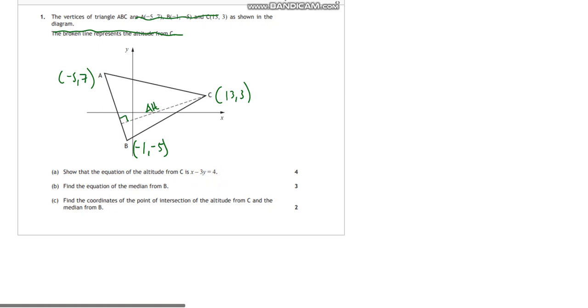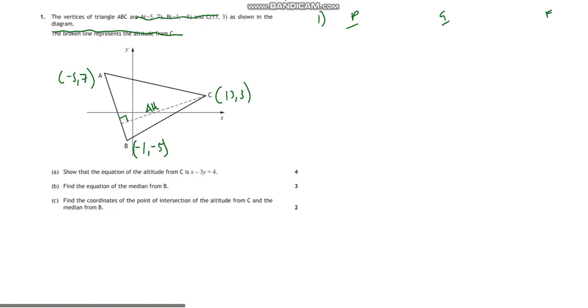So I would always start with P, G, E. So what's the point that I know? Well, C is 13, 3. And what's the gradient I know? Well, I don't actually know the gradient of this, and I don't know this point here, so I can't work out this gradient. But I can work out this gradient, and then from that get the perpendicular gradient.